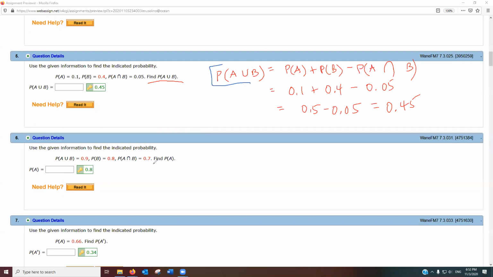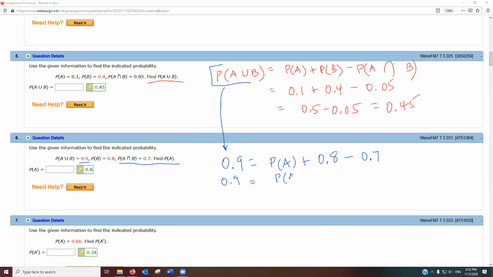But now they're asking us to find the probability of A. All right, well, they're giving us the probability of A union B. That's given to us as 0.9. P of A is the unknown, so I'm just going to leave that alone. The probability of B is given as 0.8, and this probability of A intersection B is 0.7. So this is an easy calculation to solve for the probability of A.